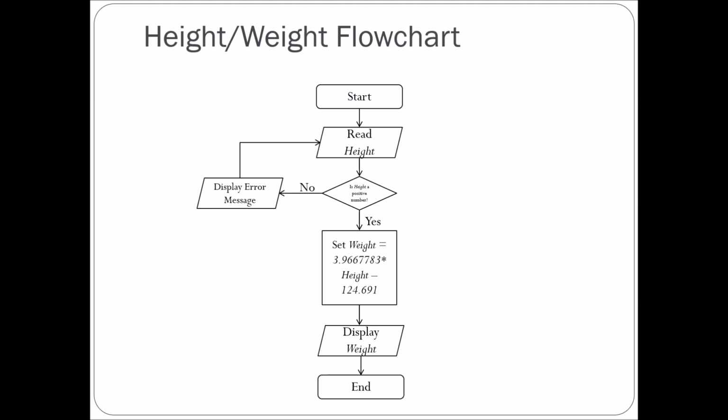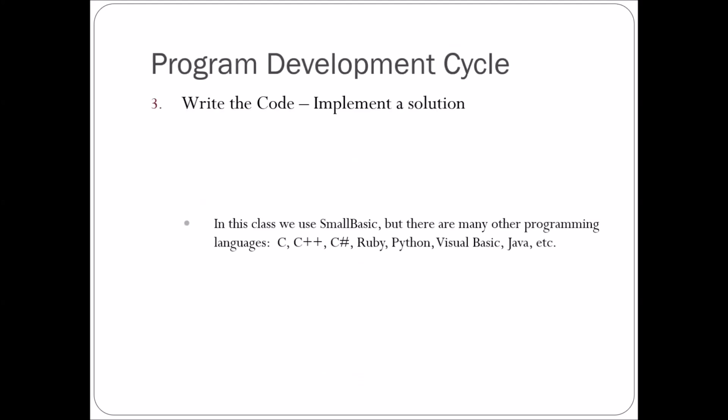In math class, what would be examples of variables? A, B, C, D. My algebra teacher called them X and Y, right? Well, I don't want to call them X and Y. I'll call them weight and height, because I know what weight and height are. I can call them X and Y, but I'm going to have to go back later and type out what they mean. Display weight and end. So we can write the code.